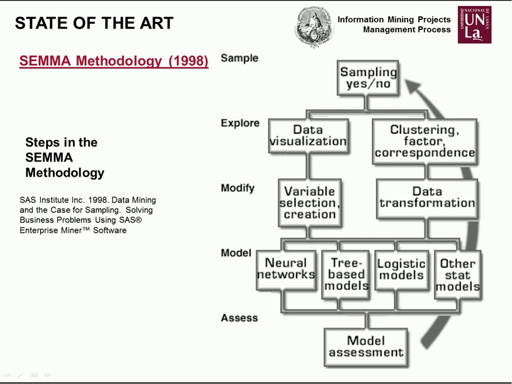SEMMA consists of 5 stages: sample the data by creating one or more data tables; explore the data by searching for unanticipated relationships, trends and anomalies in order to gain understanding and ideas; modify the data by creating, selecting, and transforming the variables to focus the model selection process; model the data by allowing the software to search automatically for a combination of data that reliably predicts a desired outcome; and assess the data by evaluating the usefulness and reliability of the findings from the data mining process.